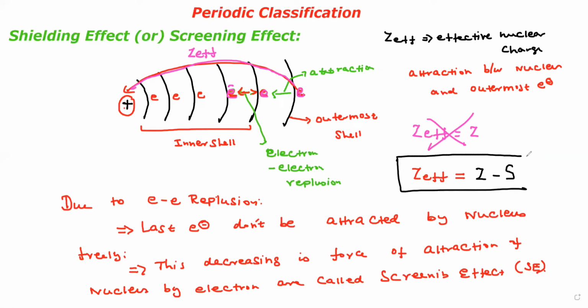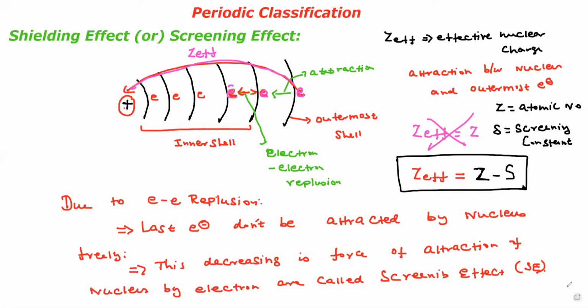The formula is Z effective equals Z minus S. Z is the atomic number, and S is called the screening constant. I know the atomic numbers, for example chlorine is 17, scandium is 21. Then how do we find the screening constant? Using the Slater rule, we are going to find S, the screening constant.